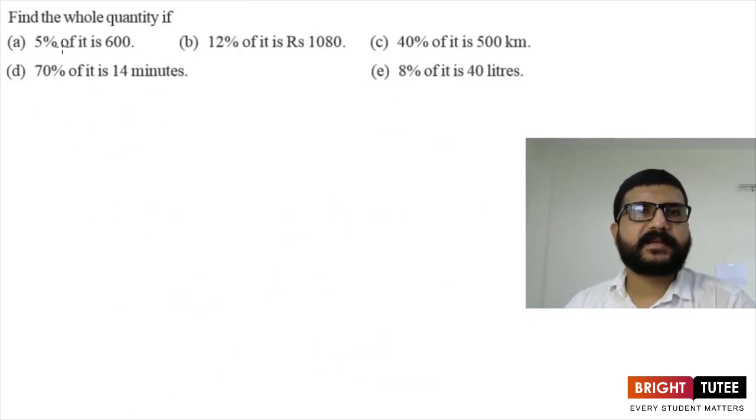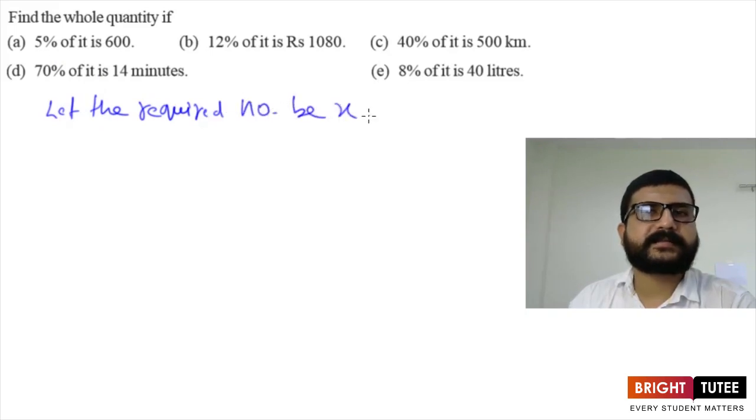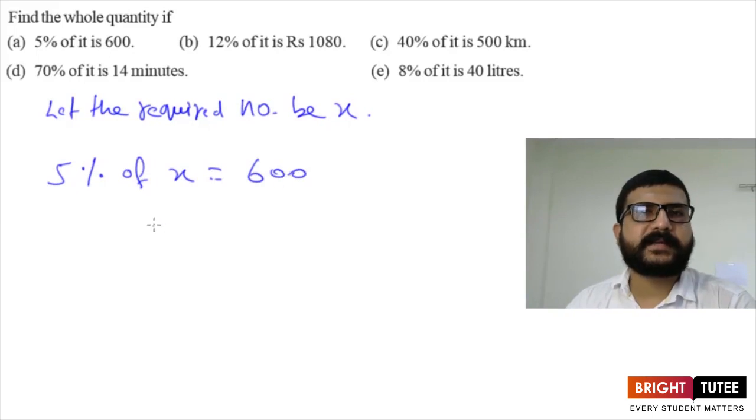Now the next question is, find the whole quantity if 5% of it is 600. So what is that quantity whose 5% is 600? So let the required number be x. Now if the required number is x, it means we are having 5% of x is equal to 600. Now from here we can get 5 upon 100 into x is equal to 600.